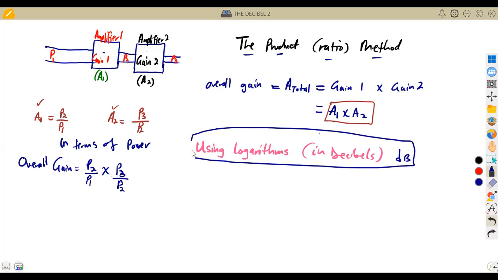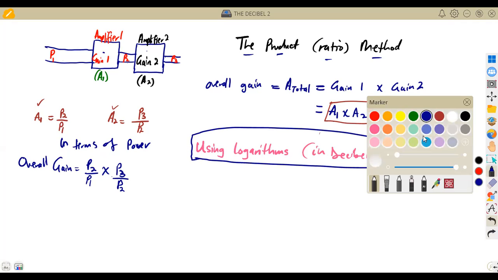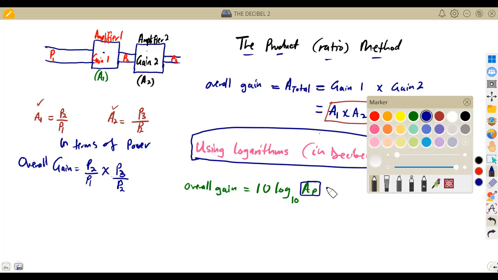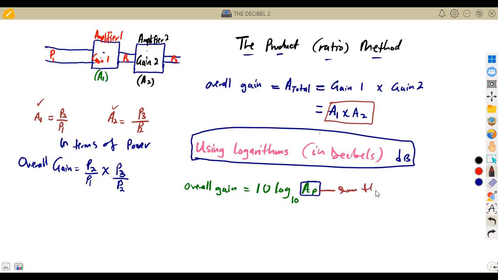So what is the idea that we are referring to here? When you are using logarithms, the overall gain, which is our AP or our AT, depending on what you want to write, is going to be 10 times the logarithm of AP in base 10. So this is 10 log AP in base 10. This AP is the one that we got from our ratios, from the ratio method.